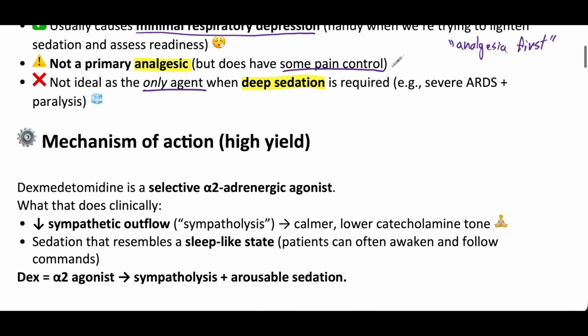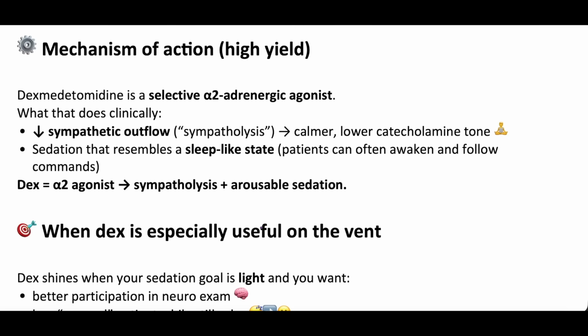Mechanism of action, how does it work? So dexmedetomidine is a selective alpha-2 adrenergic agonist. That is a mouthful. So it is a selective alpha-2 is the receptor, adrenergic because they're catecholaminergic receptors, and agonist means it stimulates it. So what does that mean? It really decreases sympathetic outflow, right? Sympatholysis, lyses the sympath, decreases sympathetic outflow.